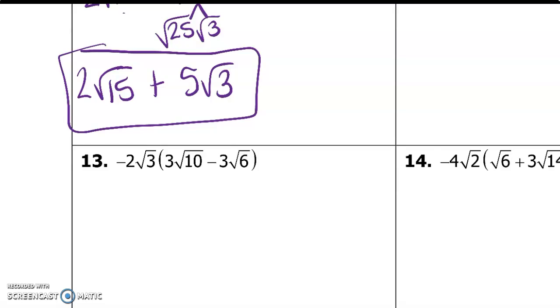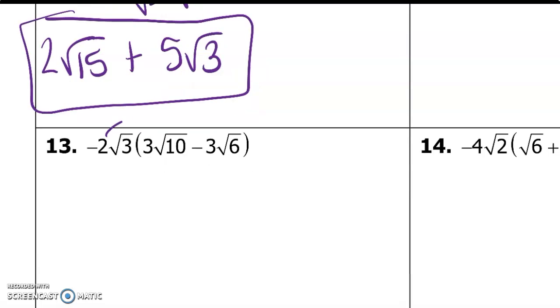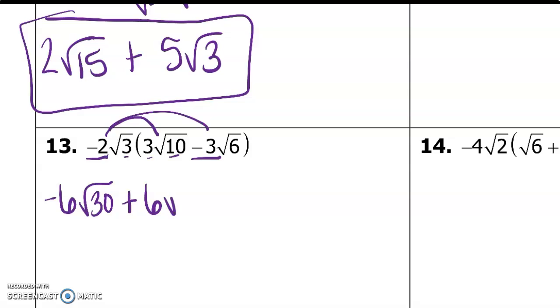Number 13, we have numbers on the outside and inside. So when we do this one, negative 2 times negative 3 is negative 6. Then we have our square root, 3 times 10 is 30. Now you have to be careful. You have a negative 2 and a negative 3, so that becomes plus 6. Square root of 3 times 6 is 18.